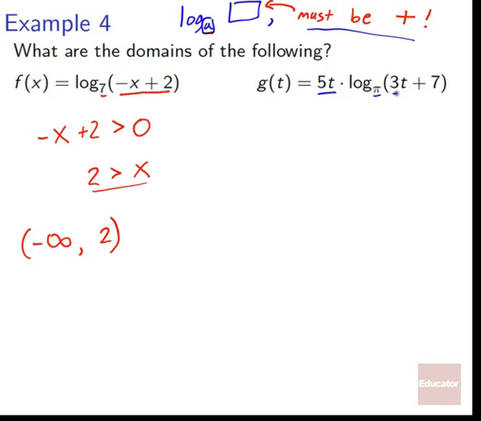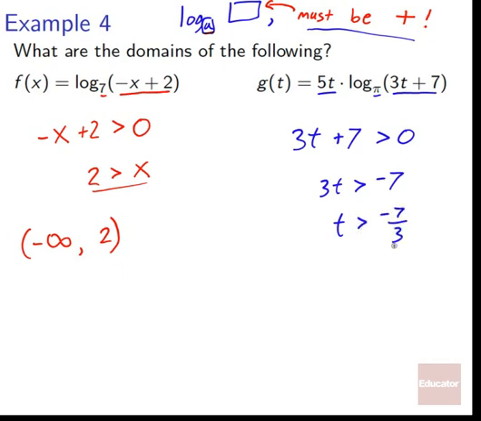Once again, the only thing we're worried about is when the logarithm is going to try to take the log of a negative or 0 number. So to avoid that, we have to have that 3t plus 7 must be greater than 0. Otherwise, we'll be taking a log of something that we cannot take logs of. That would break our function. So 3t plus 7 is greater than 0. Subtract by 7. 3t is greater than negative 7. Divide by 3. t must be greater than negative 7/3.